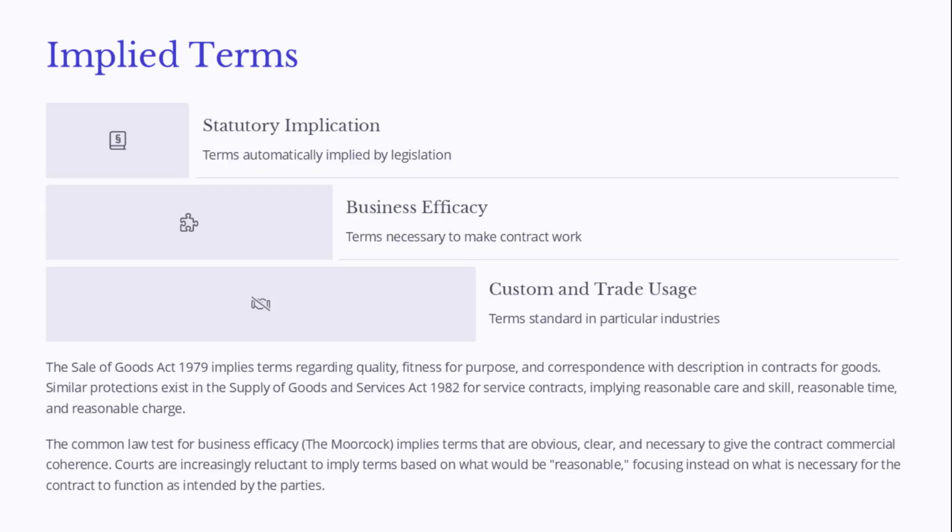The Sale of Goods Act 1979 implies terms regarding fitness for purpose and correspondence with description in contracts for goods. Similar protections exist in the Supply of Goods and Services Act 1982 for service contracts, implying reasonable care and skill. The common law test for business efficacy, the Moorcock, implies terms that are obvious, clear, and necessary to give the contract commercial coherence. Courts are increasingly reluctant to employ terms that would not be reasonable, focusing instead on what is necessary for the contract to function as intended by the parties.